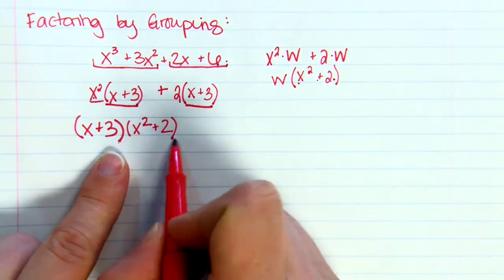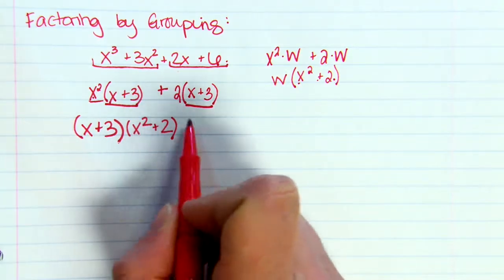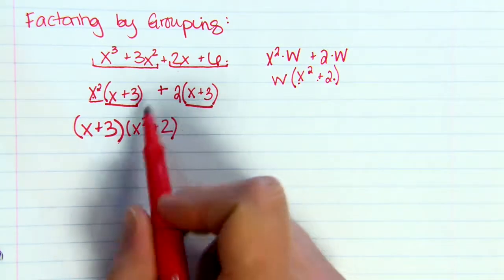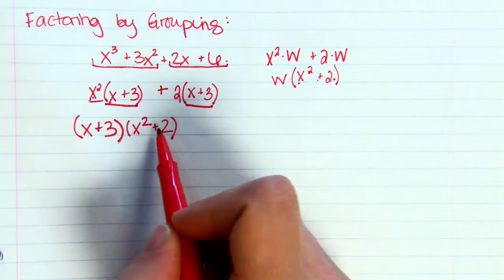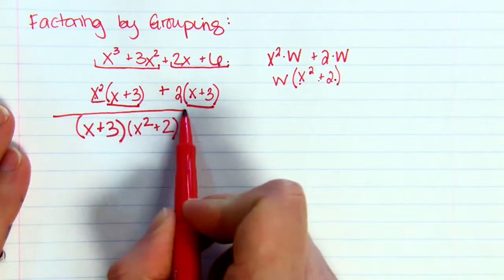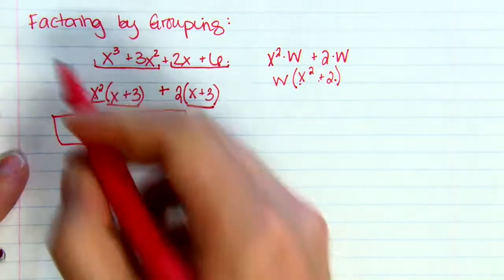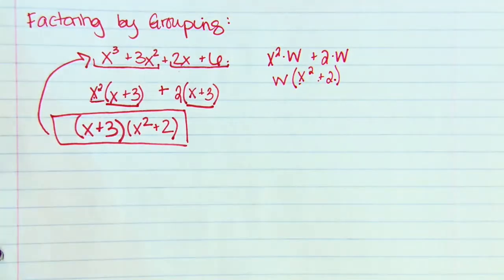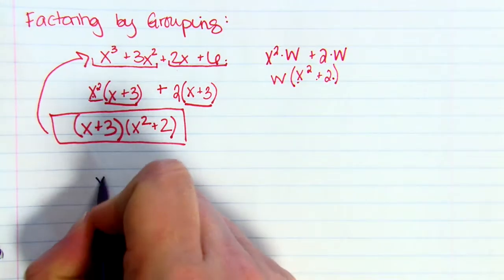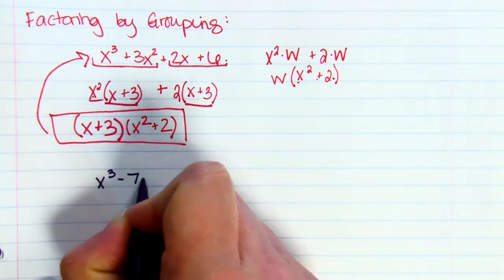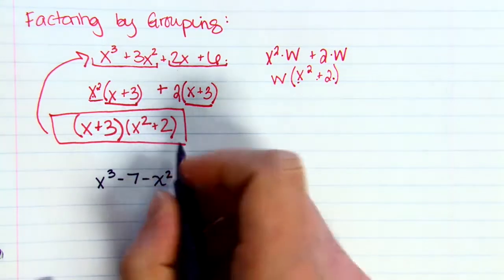And then if you look at this guy, even though that's an x squared, you actually can't factor this any further. We don't have any rules or anything that'll help us factor this. So this is the factorization of this original thing up here. So let's try another one, just to make sure we're on the right track. If I had x cubed minus 7 minus x squared plus 7x.